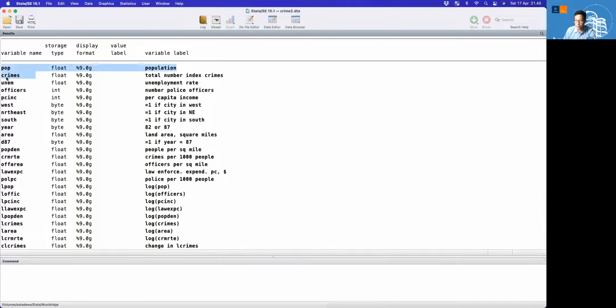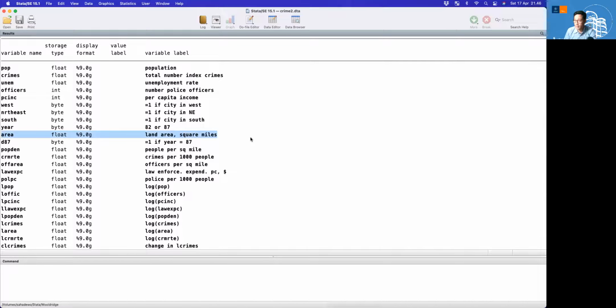We have the population, we have the crimes, we have the unemployment, we have the officers, the per capita income. We also have some dummy variables to indicate where the city is located. We have the year, which is year 82 and 87. So be careful here. It's not 1982 and 1987. It's actually just 82 and 87. So that's something that you need to be aware of.